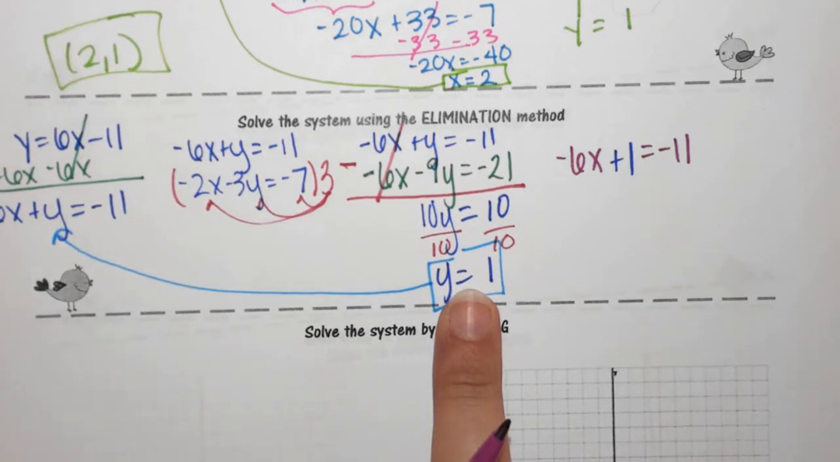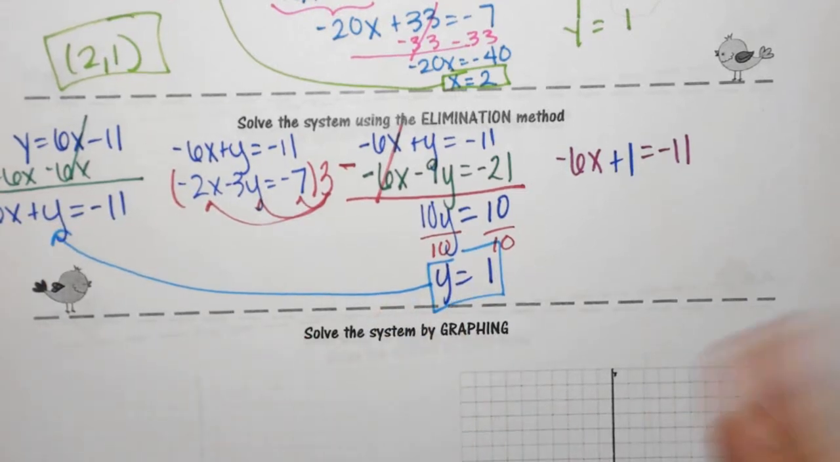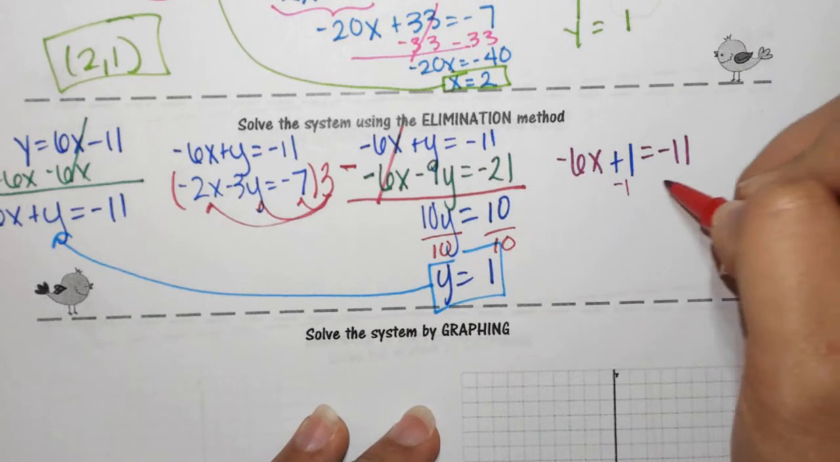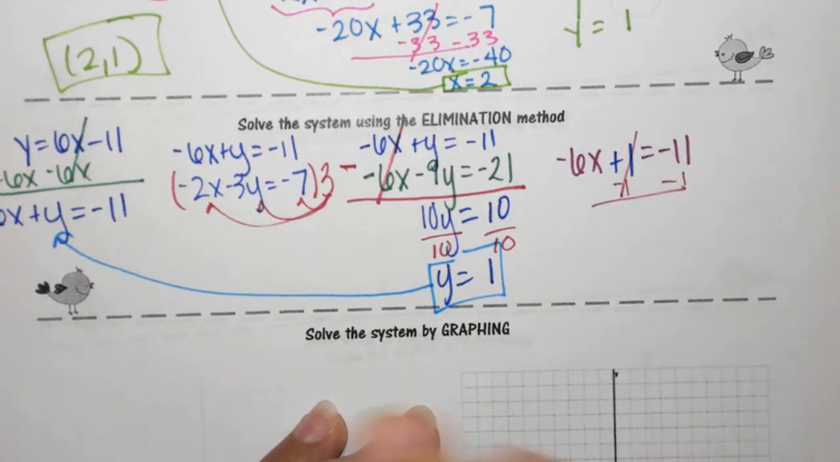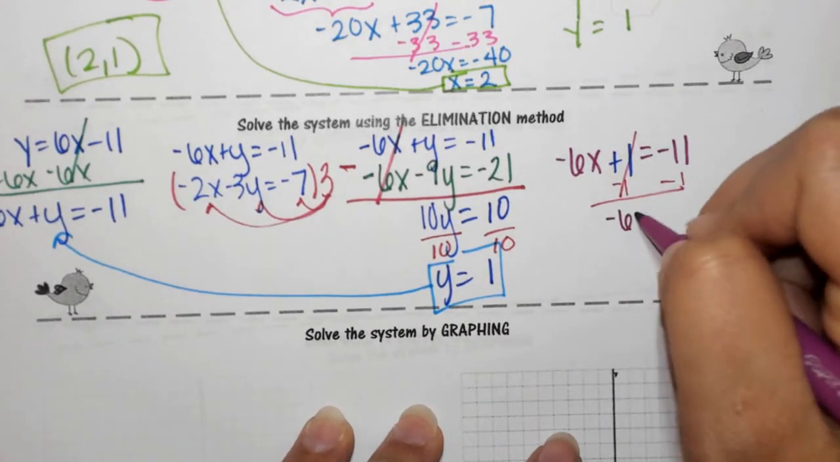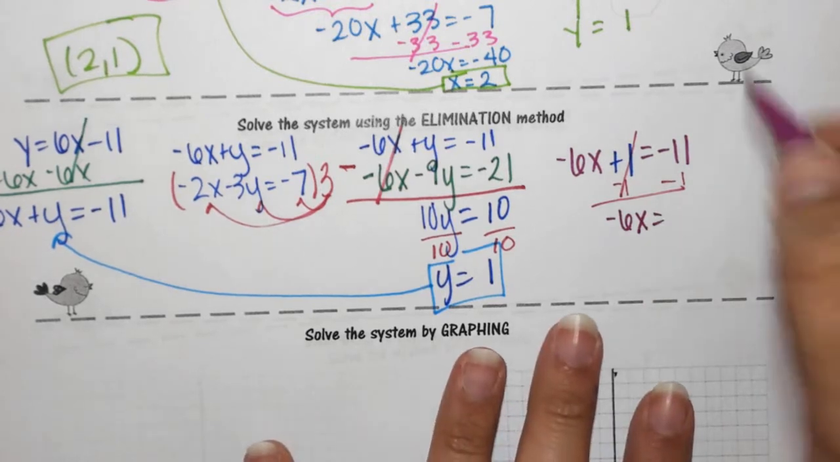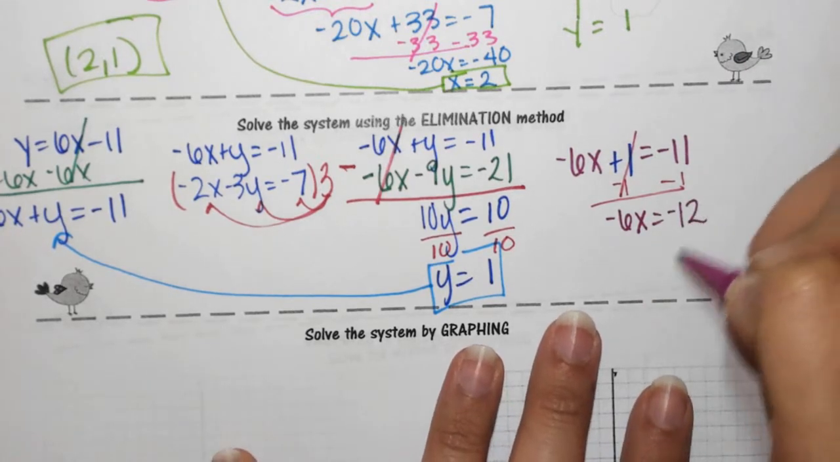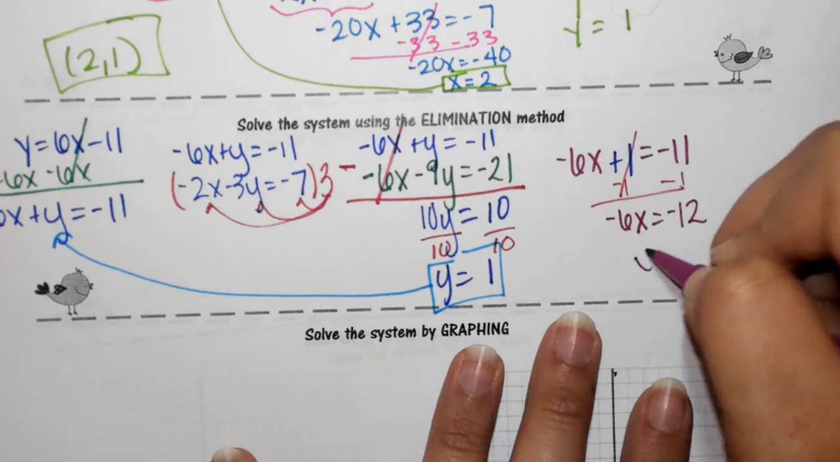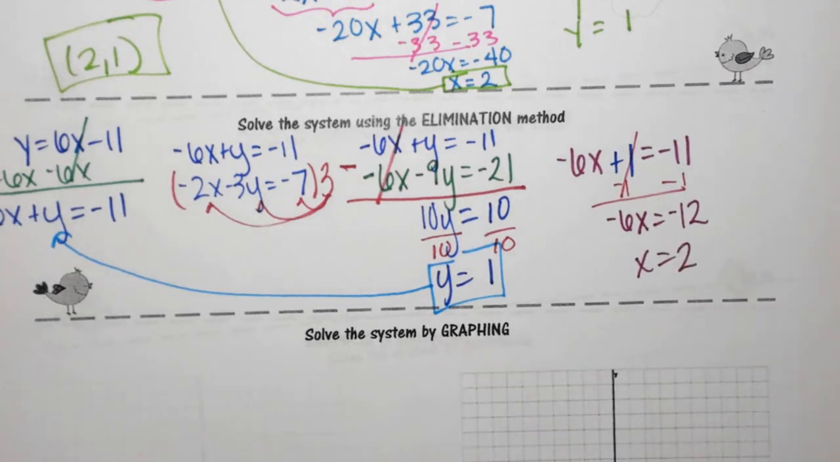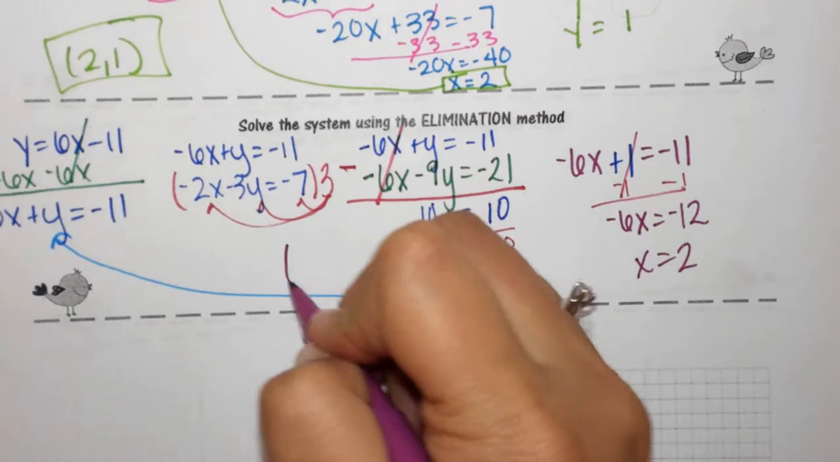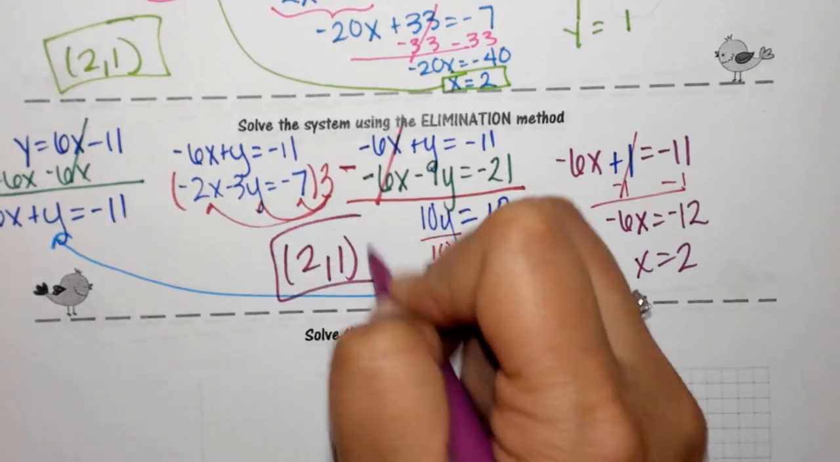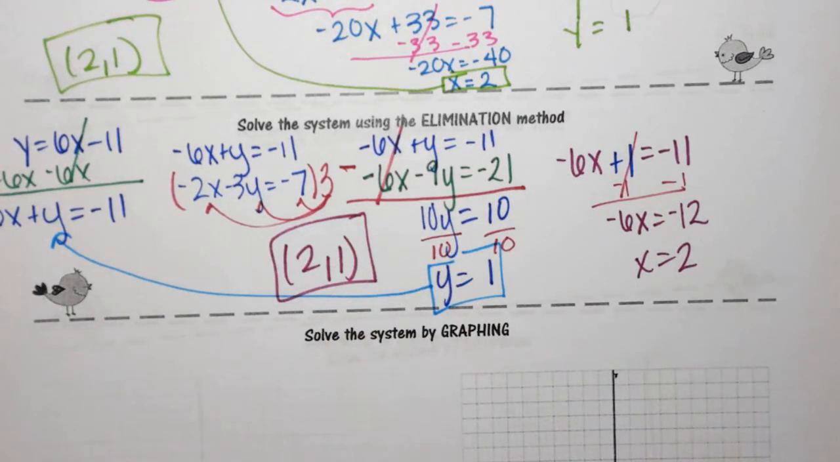Does everybody understand? All right, Bronson, can you help me out for next? Subtract 1, then you get negative 6x equals negative 12. Divide will give me 3. No, I'm going to get positive 2. Let him get there. Your ordered pair would be 2, 1. Yes. Awesome. You're going to get the same answer on all of them.